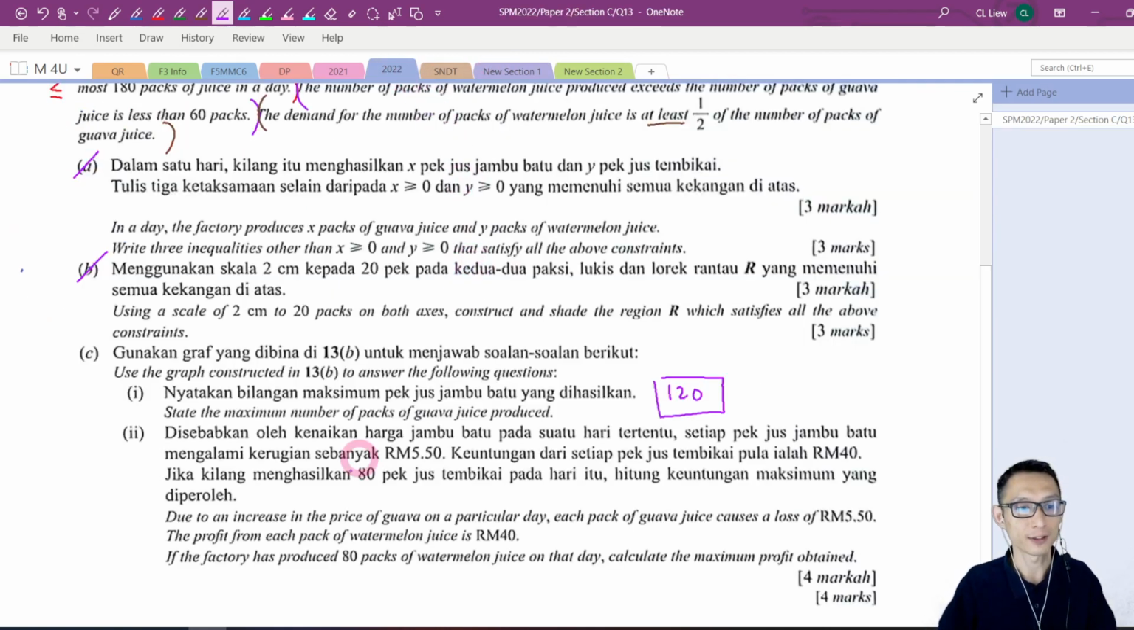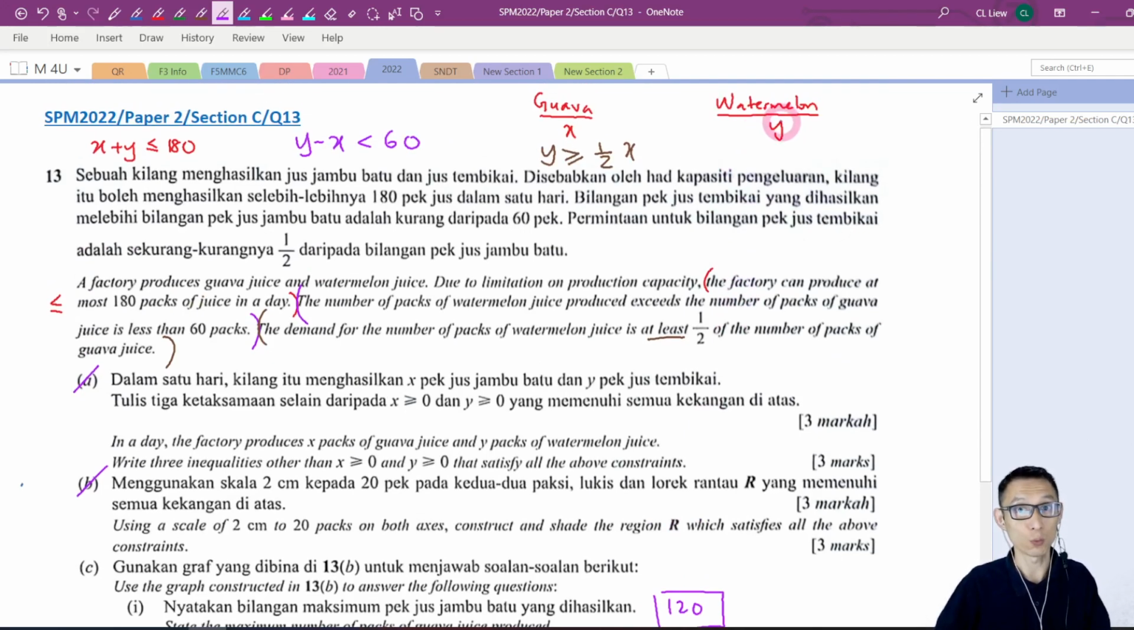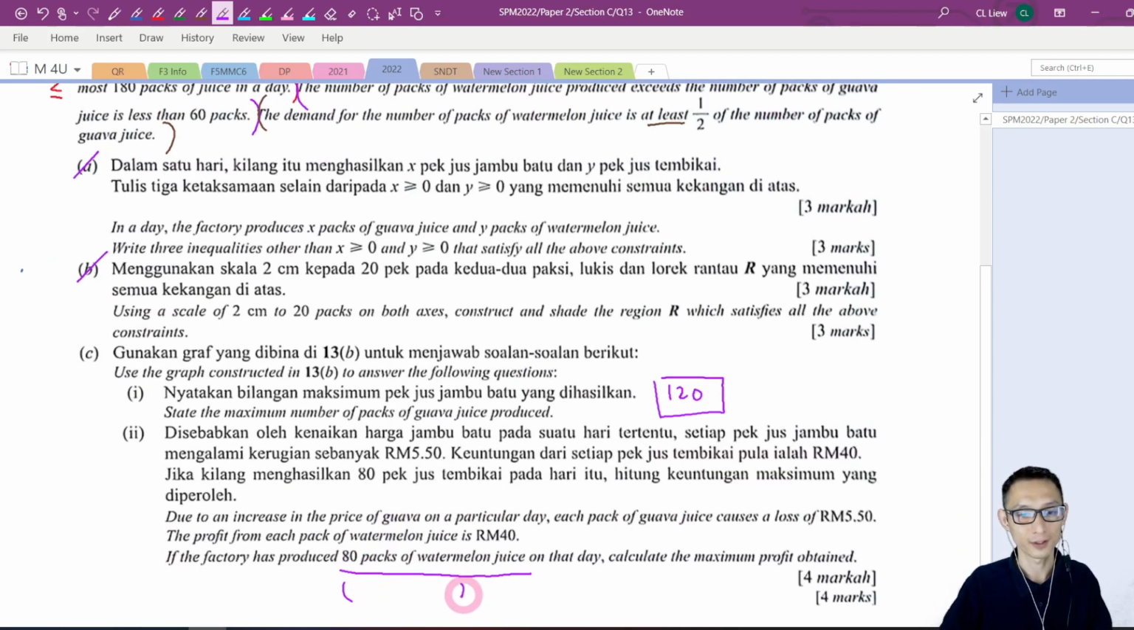How about the second part? Due to an increase in the price of guagua on a particular day, each pack of guagua juice causes a loss of 5 ringgit and 50 cents. The profit for each pack of watermelon juice is 40 ringgit. If the factory has produced 80 packs of watermelon juice, y equal to 80, on that day, calculate the maximum profit obtained. We need to know what is the value of x.